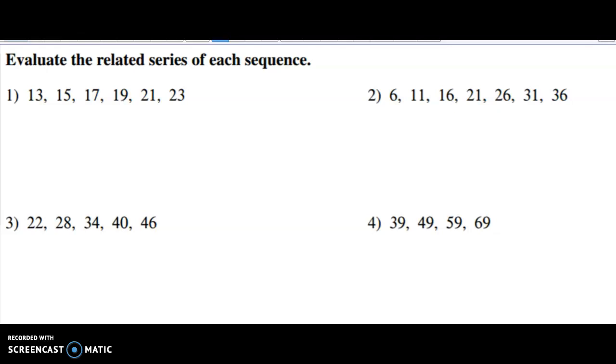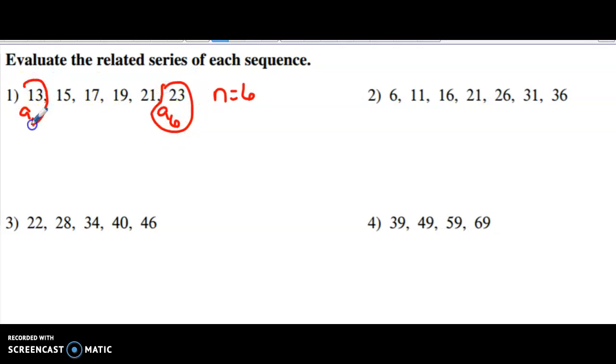Evaluate each one of the related series and sequences. So you're given an A sub 1 value, and we need to count how many values we have in our sequence. 1, 2, 3, 4, 5, 6. So my n here would equal 6. So my A sub 6 is 23.